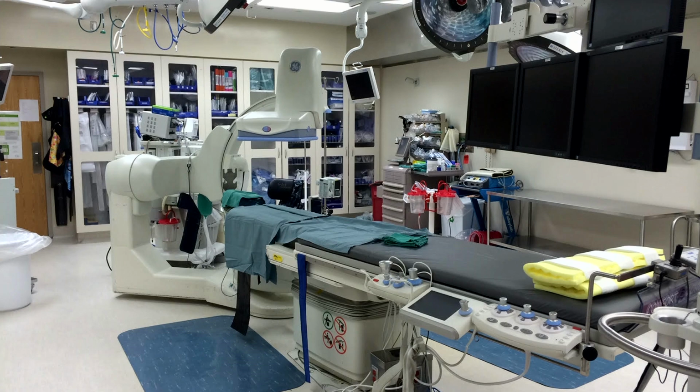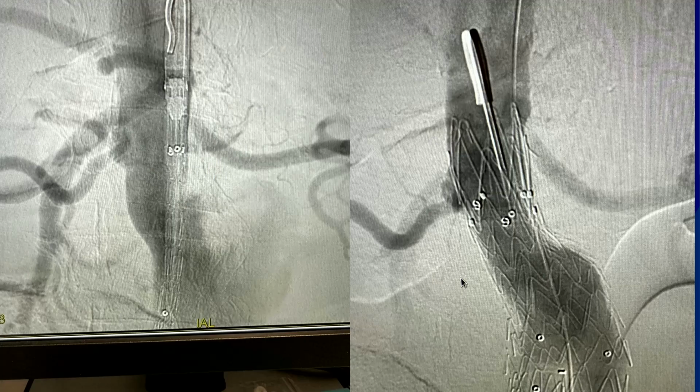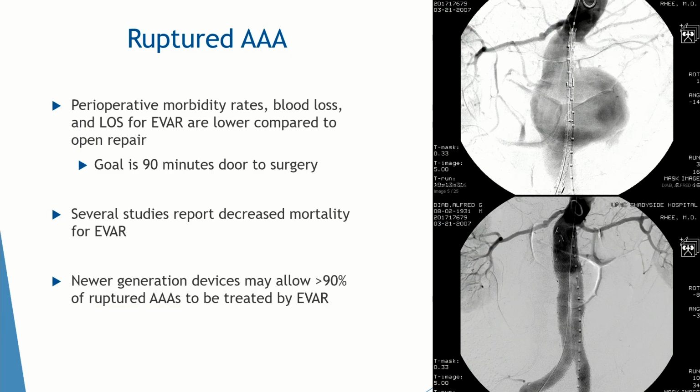Again, here's one of the hybrid rooms that we now use for aortic repair, especially in terms of rupture. Here's a rupture. You can see the rupture occurring right here. The aortic endograft is placed very nicely, covers the rupture and takes care of it with minimum morbidity. The perioperative morbidity rates, blood loss, and length of stay for EVAR are lower compared to open repair.